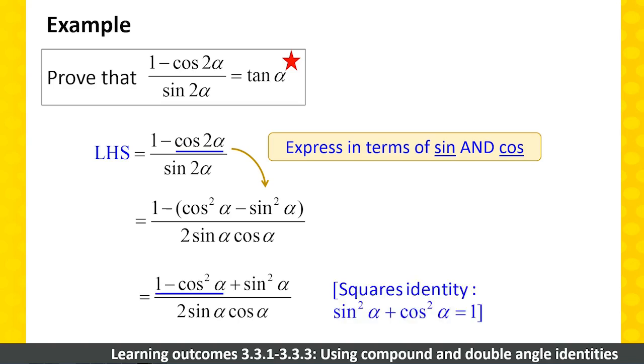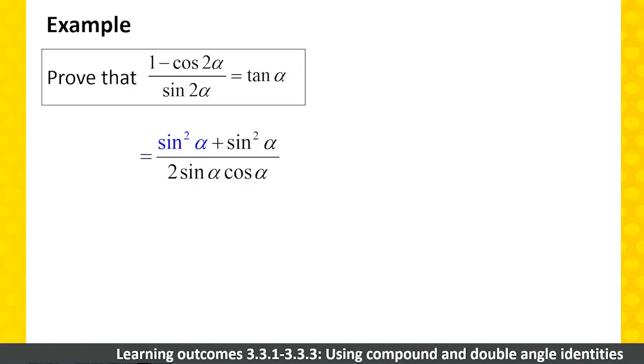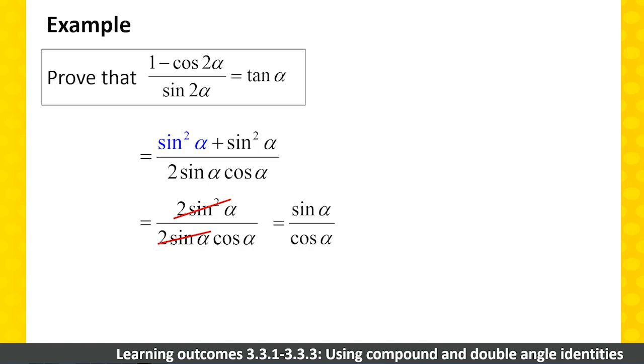We know that our square identity says that sine squared alpha plus cos squared alpha equals 1. So we substitute sine squared alpha in for 1 minus cos squared alpha on the numerator. Adding like terms, we get 2 sine squared alpha divided by 2 sine alpha multiplied by cos alpha. We can divide top and bottom by 2 sine alpha, which leaves us with sine alpha over cos alpha, which equals tan alpha, which equals our right-hand side. We have successfully proved the expression.